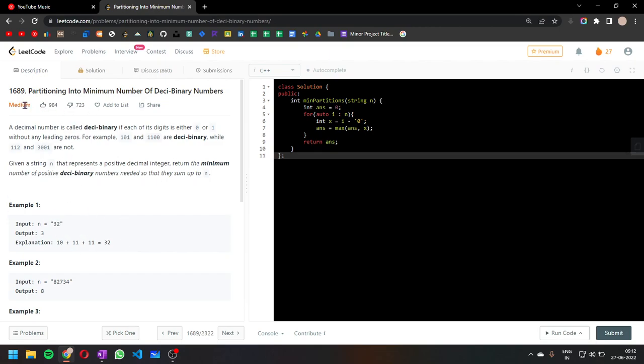Before we solve this, this is a medium level LeetCode problem. You can find it on LeetCode. I'll put the question link in the description. So now let's try to understand the question.